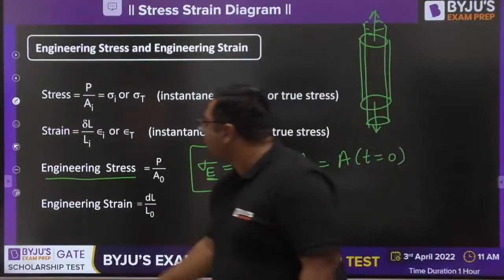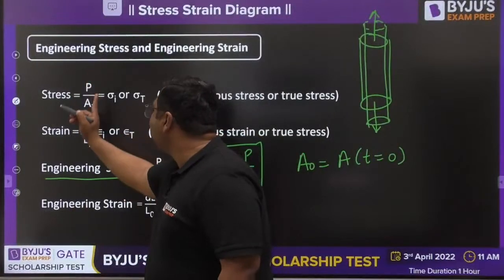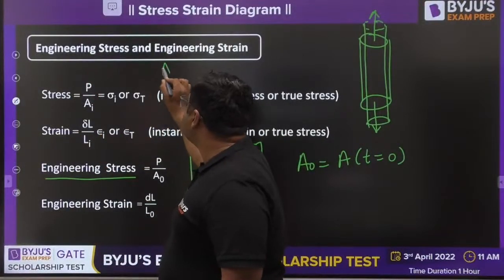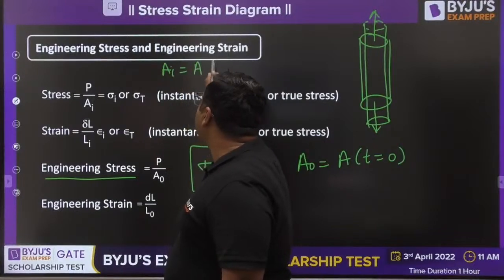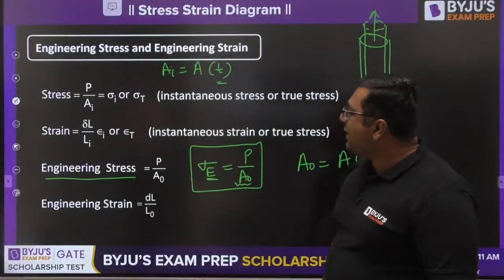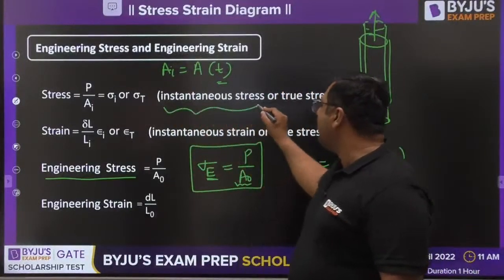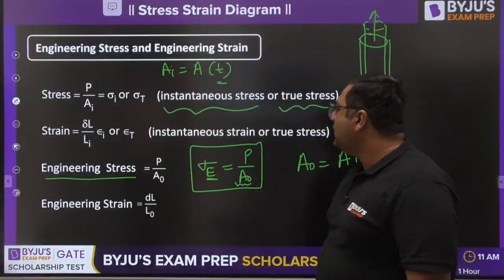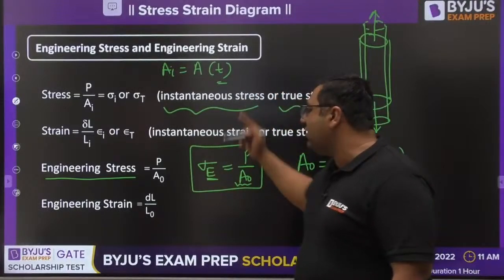What is the true stress? The real value of stress is load per instantaneous area, where instantaneous area is defined as the area at time equals T, because with time the area is changing. This stress is given the name instantaneous stress or true stress, like we have defined.